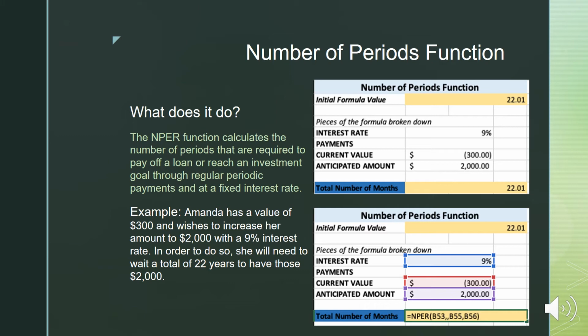Here in the pictures, we can see how this is being broken down. We know that the interest rate is 9%, that her current value, meaning the value she has as of right now, is just $300, and she wishes to have those $2,000. In order to figure out how many years it will take her to reach that amount, you will then use the NPER function. And in the second picture, you see how the NPER function is being used. It's equals NPER. You click on each of the cells, you close parentheses, click enter, and it will then give you the answer of 22 years in total that she will need to wait in order to have those $2,000.